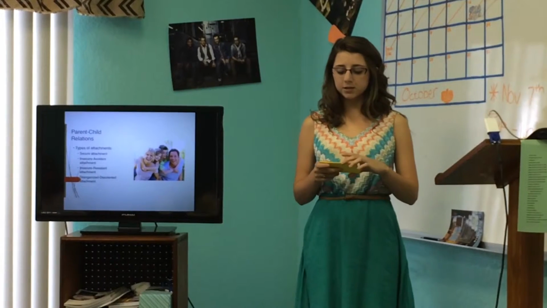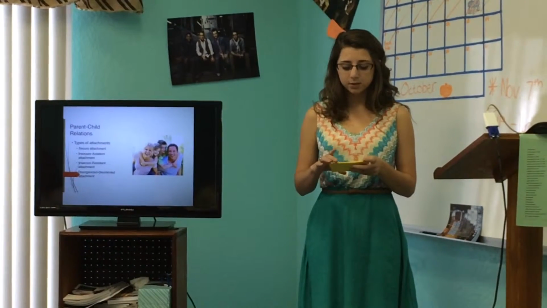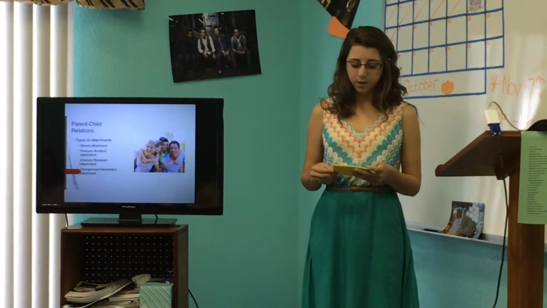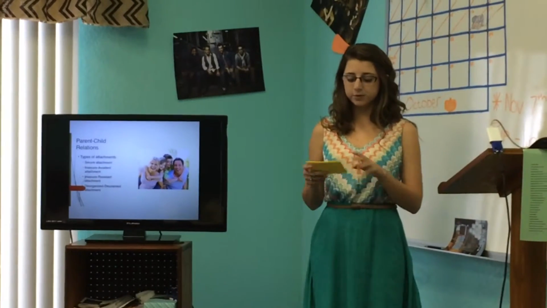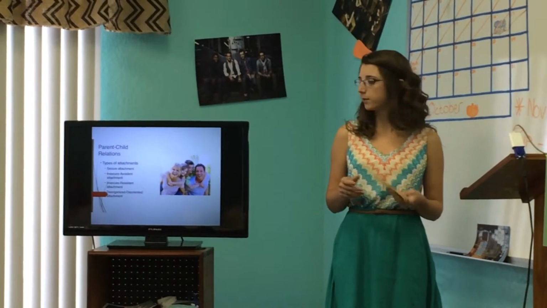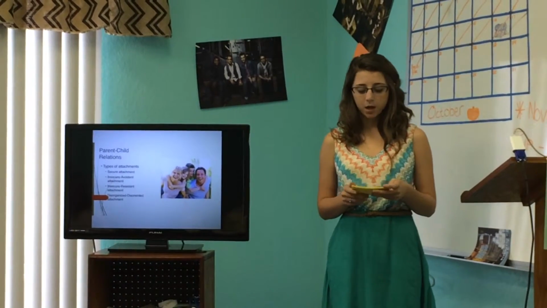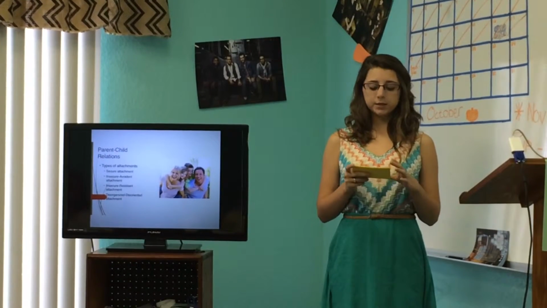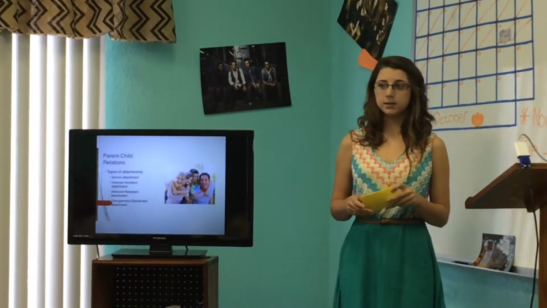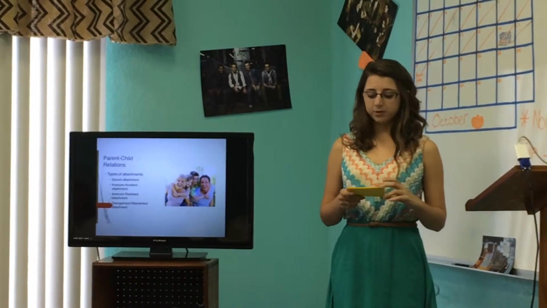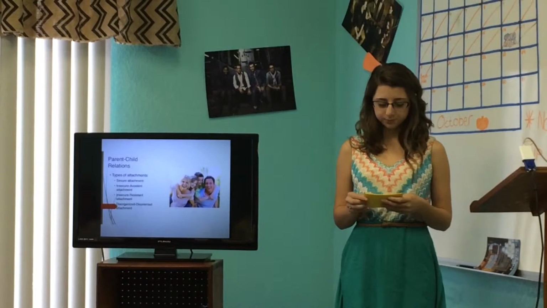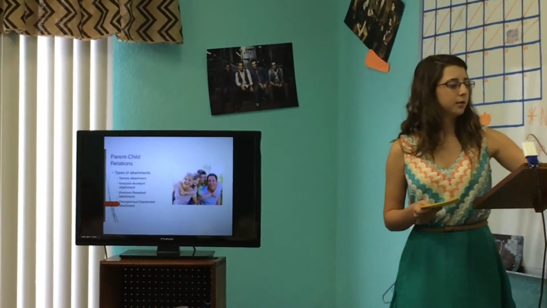Then there's insecure resistant. This is when the child shows little exploratory behavior when the parent is present, great distress when the parent leaves the room, and is oblivious when the parent returns, and may only even notice when the parent returns. And then there's disorganized, disoriented. This is the parent-child attachment in which the child seems dazed and detached, with possible outbursts of anger when the parent leaves the room, and exhibits fear when the parent returns. Alright?